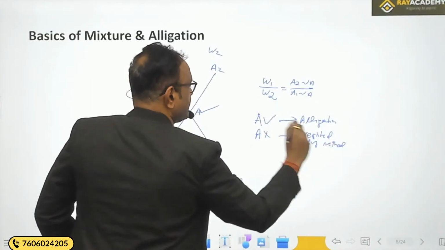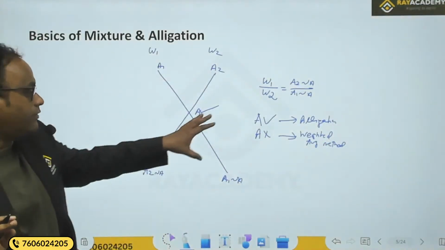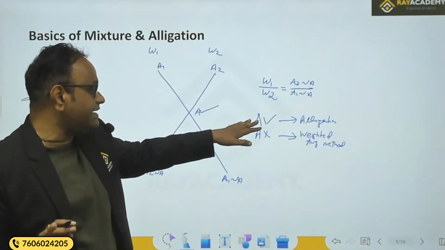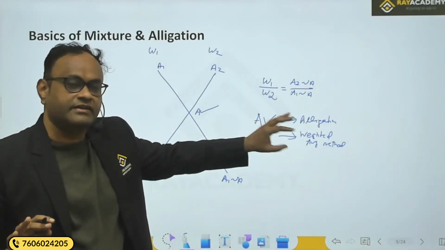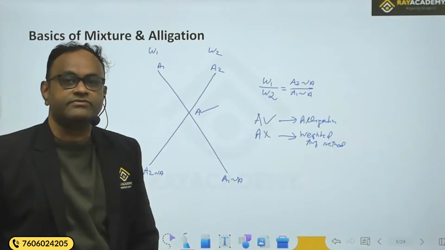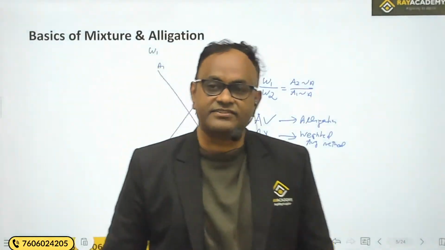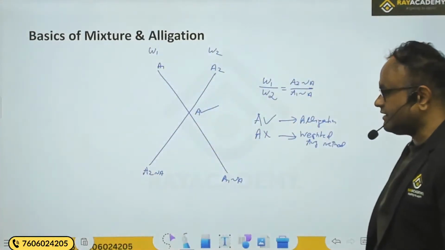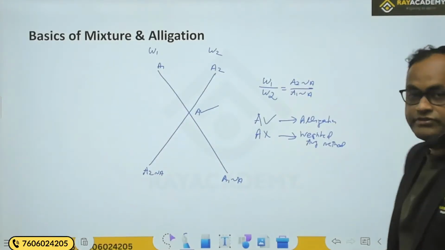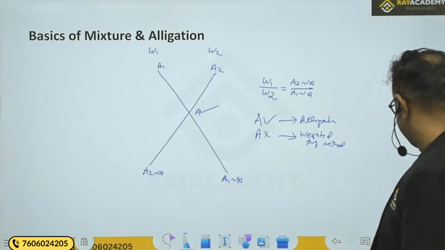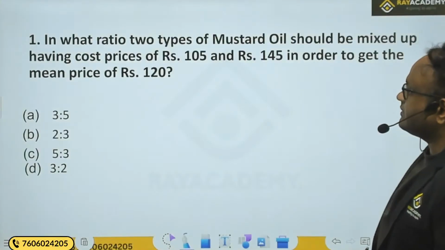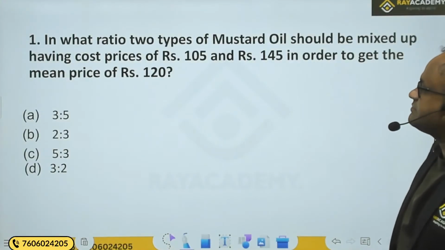So with both methods you will get the answer, but what to do in a faster way? If A is given, alligation is the faster method. If A is not given, weighted average is the faster method. Hope you are understanding. Let us see, as the questions come, how to approach different questions with a different mindset. Okay, now the question we can discuss.